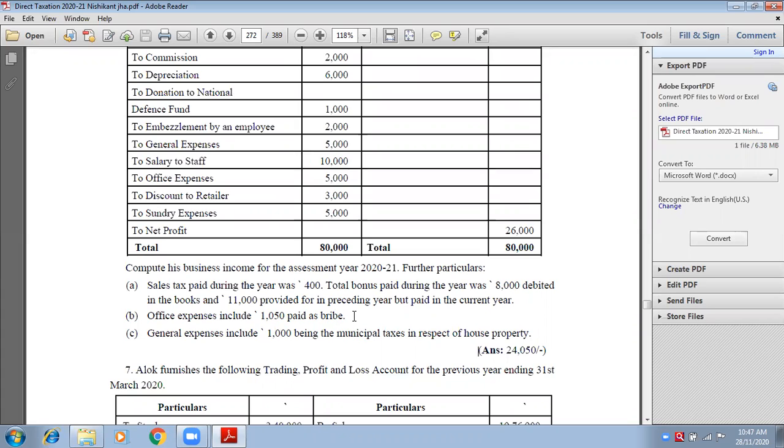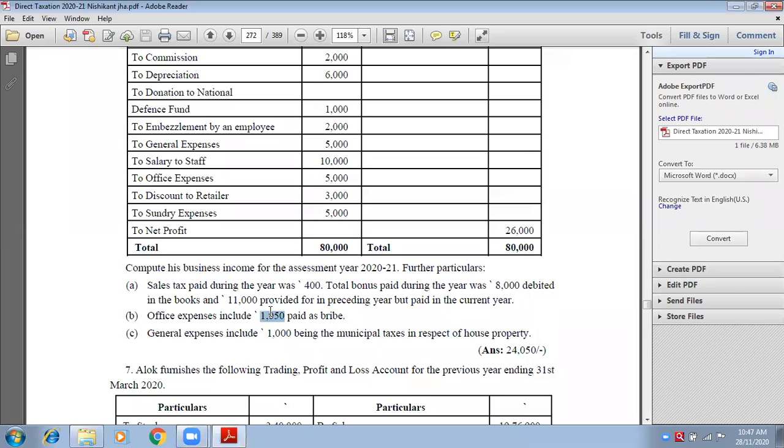What is bribe? Bribe is रिश्वत. ब्राइब का मतलब क्या होता है? ब्राइब मतलब रिश्वत. Okay, so it is bribe that you are taking. I mean, to do something, you are taking extra money from somebody, no? That is known as bribe.